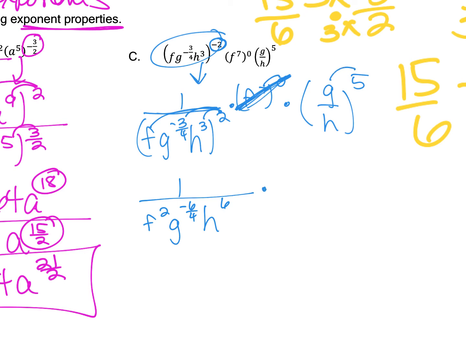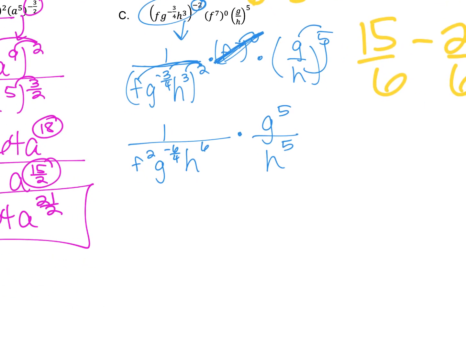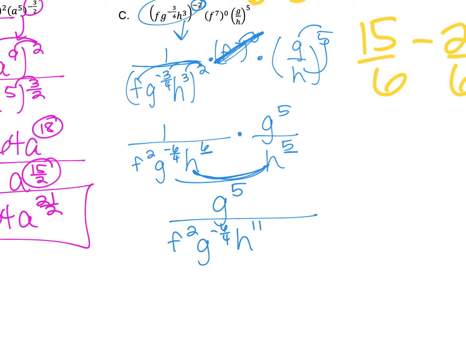Then I need to distribute that. That's g to the 5th over h to the 5th. So multiplying them, multiply the tops. 1 times g to the 5th is just g to the 5th. Multiplying your bottoms, so I have f squared, g to the negative 6 over 4. And then when I multiply these h's together, I need to add the exponents. So that's h to the 11th.